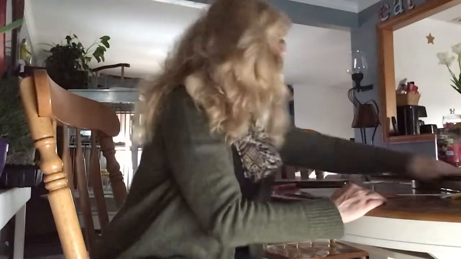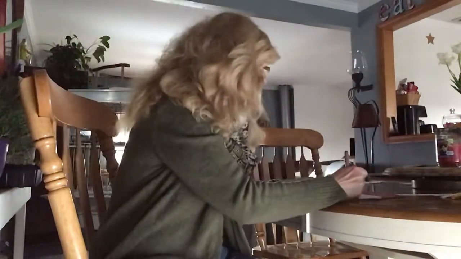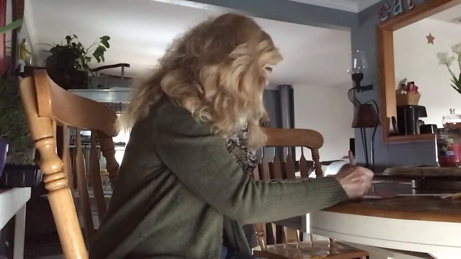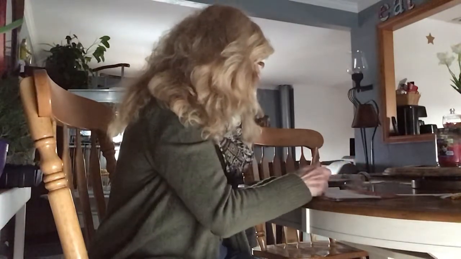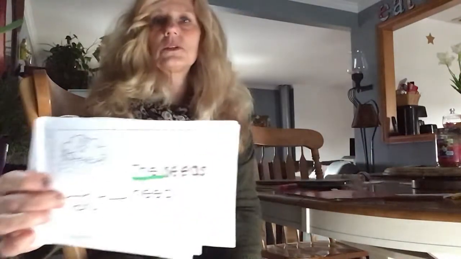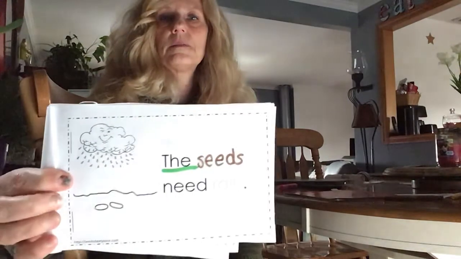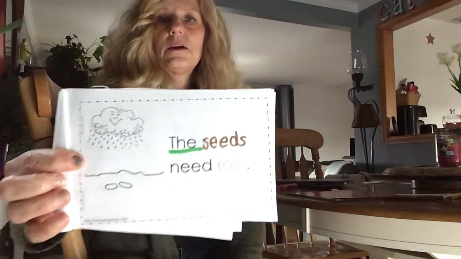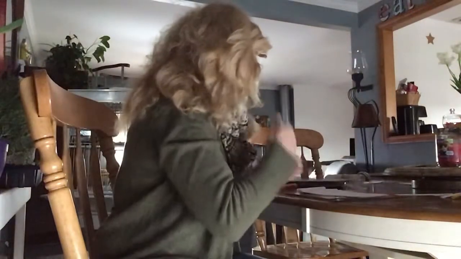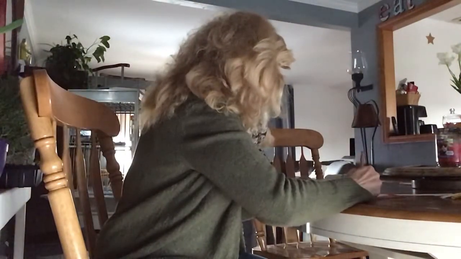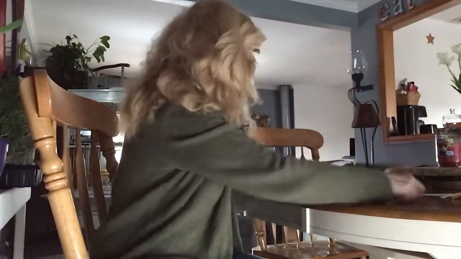Then I'm going to the next page, and there's another page that has the word seeds again. So I'm going to get my pencil or my pen, and I'm going to trace over the word. Tracing over is a great way to learn how to write the words. The seeds need what? Do you see that word there? I'm going to trace over that word now. The seeds need rain. Okay, I'm going to trace over those words.